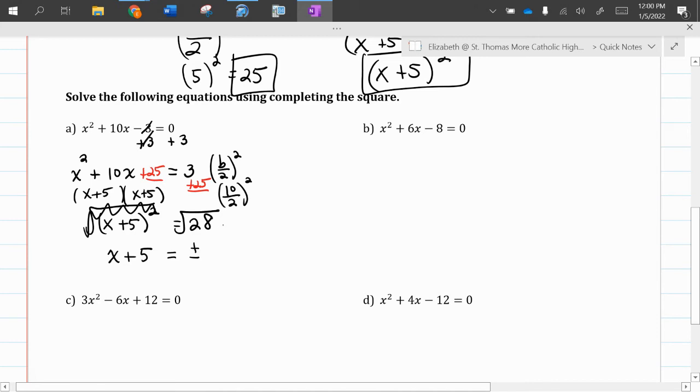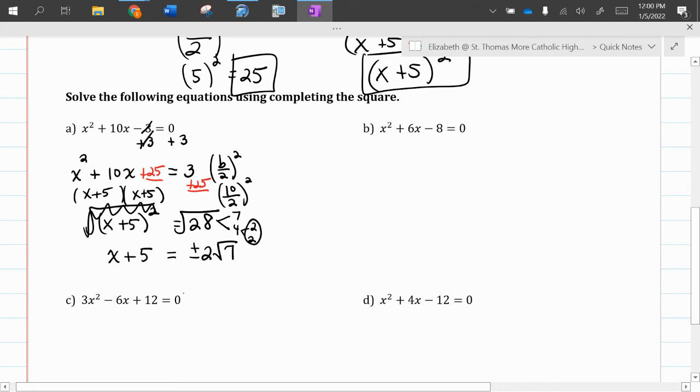And I need to simplify the square root of 28. So I'm going to do a factor tree. Factor tree would be 7 times 4, 2 times 2. So I can take out a 2. So I have a pair of 2's. It's going to be 2 times the square root of 7.